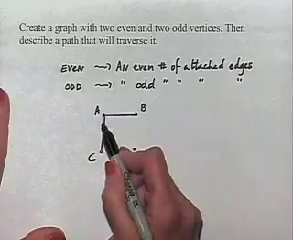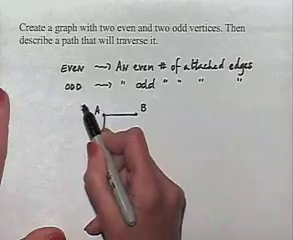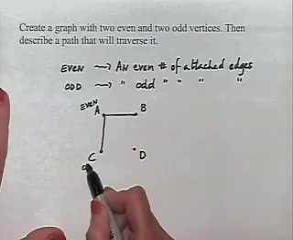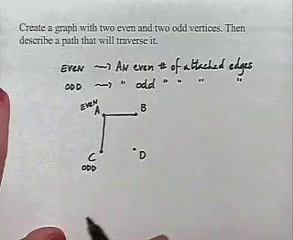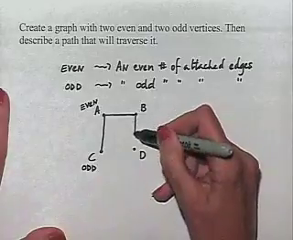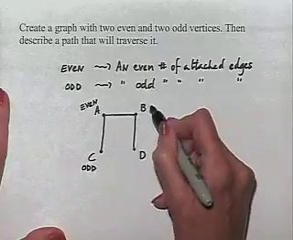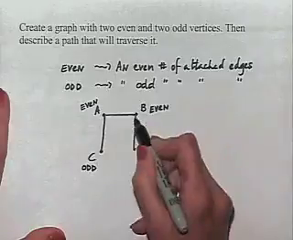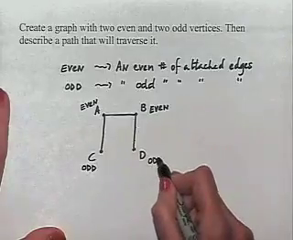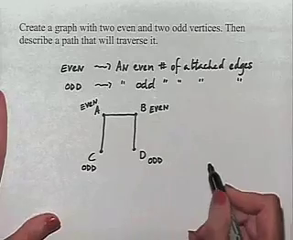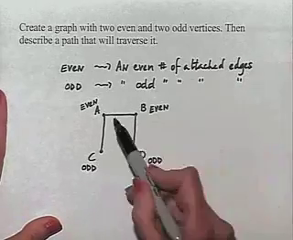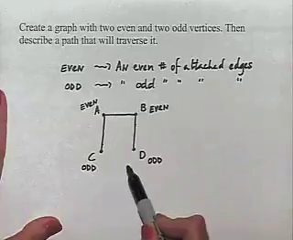The minute I put 2 edges coming off of A, I've made this an even vertex. If I only have 1 edge coming off of C, this one is odd. Now we're told we want 2 even and 2 odd. If I come down from B toward D, I've made this an even vertex because there are 2 edges coming off of it. And if I don't do anything else, then D is going to be an odd vertex. So this is a pretty simplistic format, but notice I have created the graph that's been asked for. I have 2 even and 2 odd vertices.